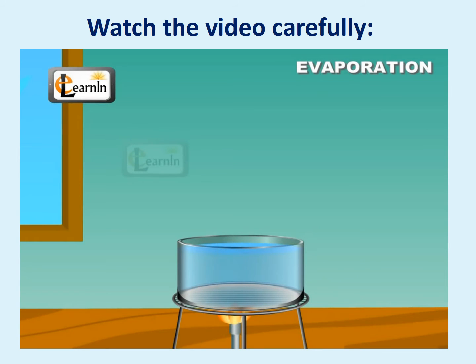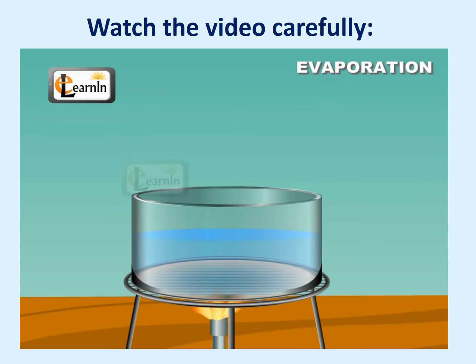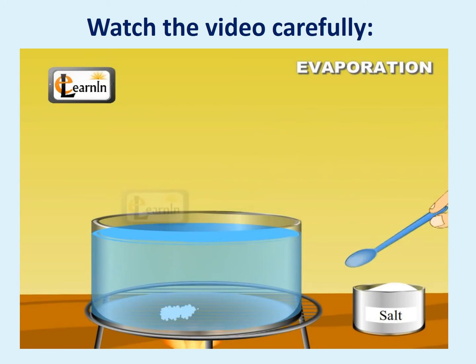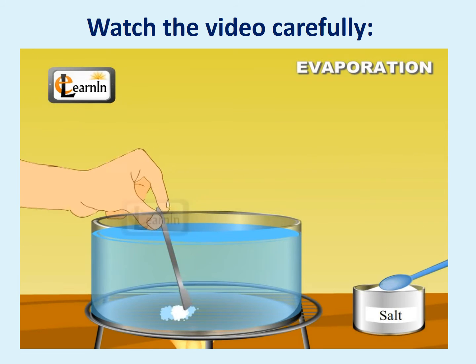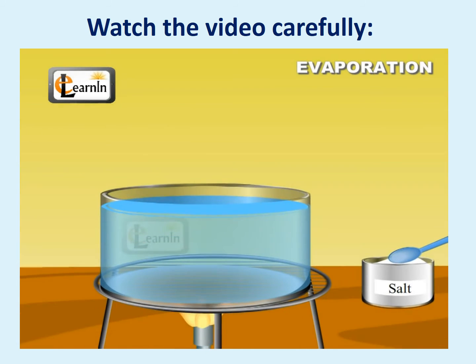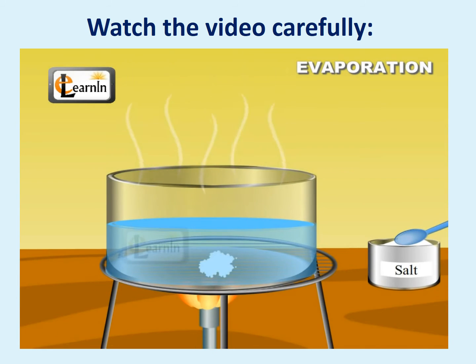Place a beaker containing water on a stove. Let the water boil. If you continue to heat the water, it turns into steam and evaporates. Add some spoons of salt to water in another beaker and stir it well. The salt gets dissolved. Now heat the salt solution. The water gets evaporated, leaving the salt behind.